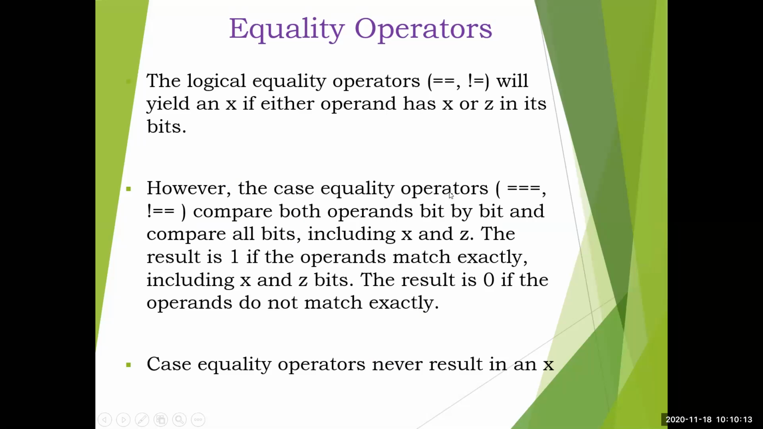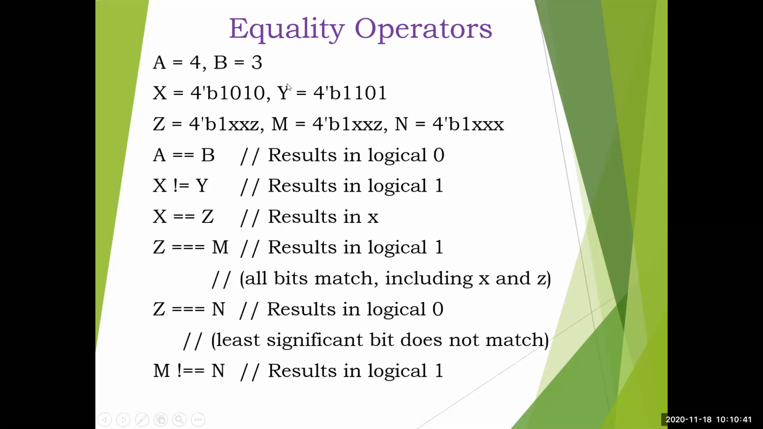However, the case equality operators compare both operands bit by bit and compare all bits including x and z. So here it will not include x and z. That is the difference. The result is 1 if the operands match exactly including x and z bits. The result is 0 if the operands do not match exactly. So case equality operators never result in an unknown value. That is the speciality of case equality operators. Clear? So this is the example.